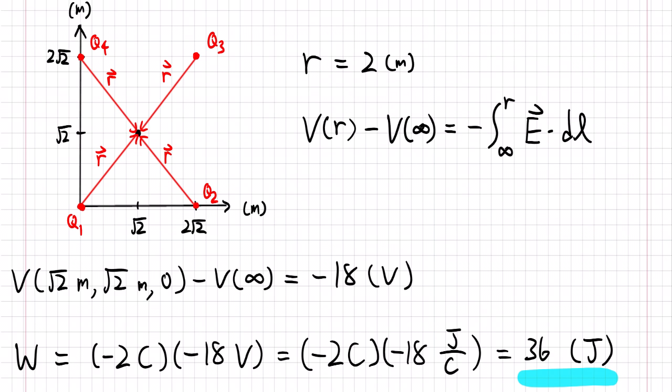We know that the potential is just the amount of work it takes to move 1 coulomb of charge from infinity to the coordinates. To find the amount of work to move negative 2 coulomb of charge from infinity to the coordinates, we can simply multiply the potential difference by negative 2 coulomb, which will be 36 joules.